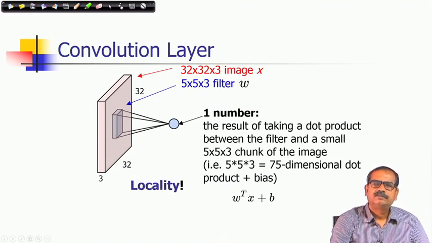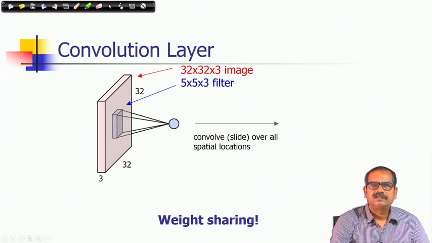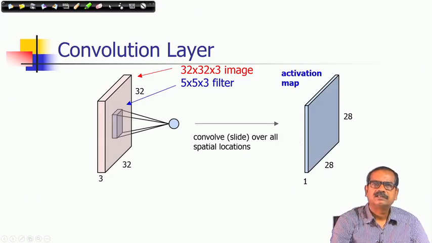One of the features of this convolution is locality, which means that objects tend to have a local spatial support. So this could be exploited using convolution. And the other feature is weight sharing. Since you are convolving over all spatial locations, the same weights are used, and finally you are generating the output.